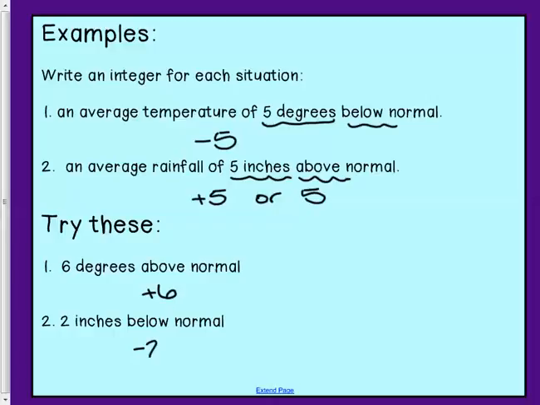So check your work with a red pen. We always check our work in red, so that way Mrs. Petruska knows whether we have work that's our own and that we've corrected it, or whether we've just written down examples.